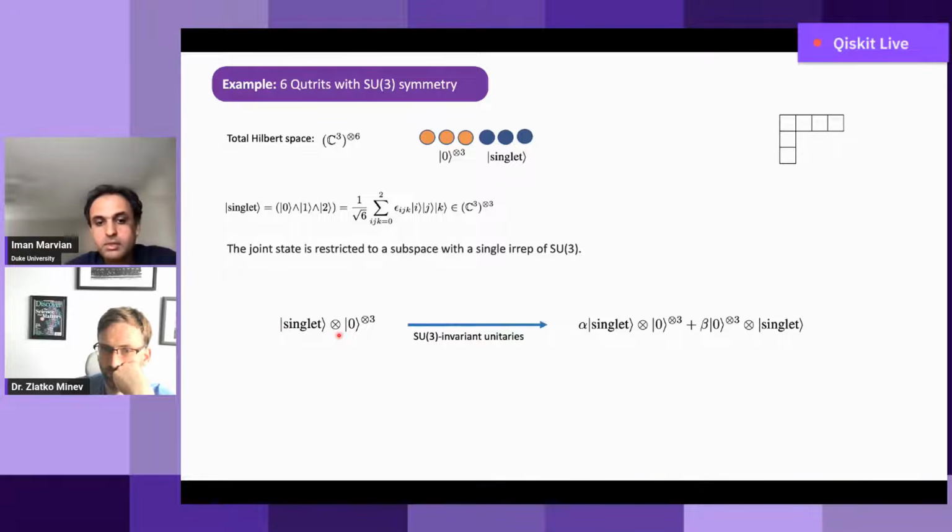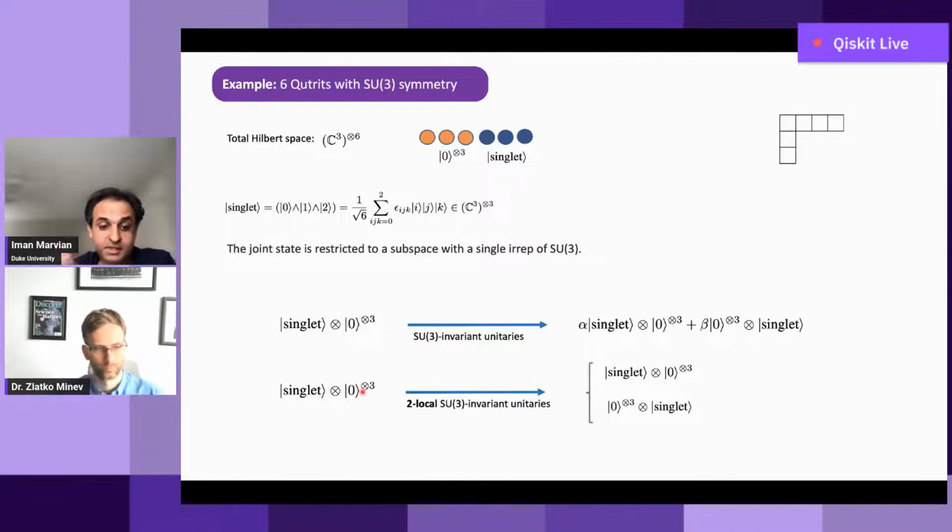And so here is an interesting phenomenon. If you allow an arbitrary SU(3) invariant unitary in this system, then this initial state can go to any superposition in this form. So this is a superposition of the original state plus the state that is obtained from the original state by swapping the first 3 qudits with the second 3 qudits. So anything like that is allowed under SU(3) invariant unitaries because essentially these two states are breaking the SU(3) symmetry exactly in the same way.